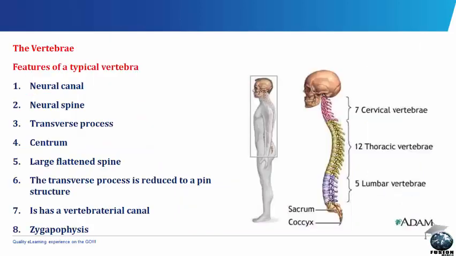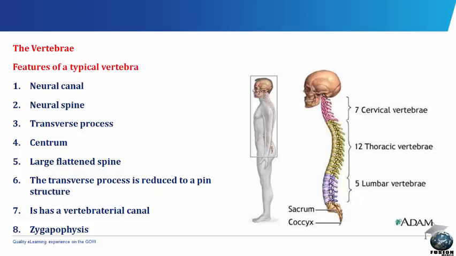The vertebrae. There are features of a typical vertebrae. 1. Neural canal. This is for the passage of the spinal cord. 2. The neural spine. This projects upward dorsally for the attachment of muscles. 3. Transverse process. They project from the sides of each vertebrae for the attachment of muscles and ligaments. 4. Centrum. It is a solid piece of bone below the neural canal. 5. Large flattened spine. It has a large flattened neural spine.